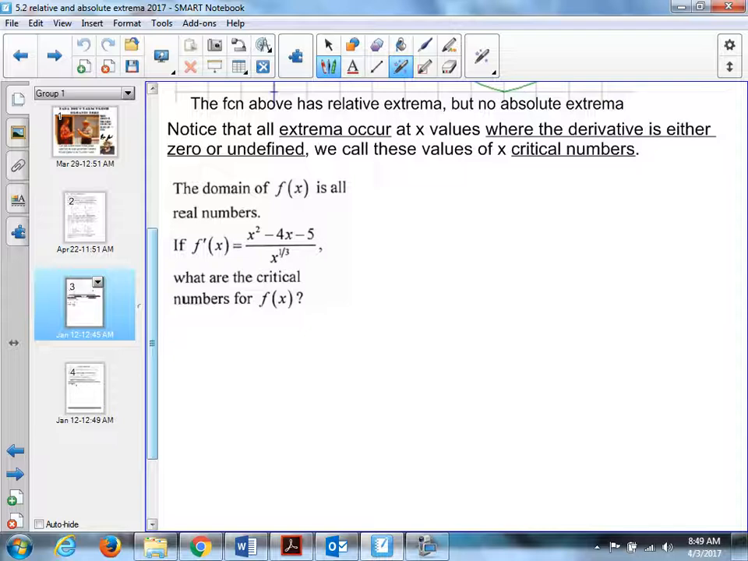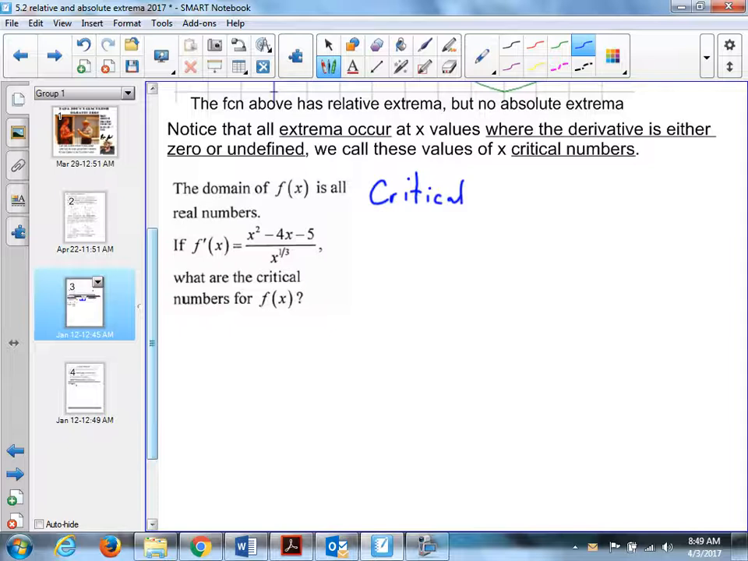Okay, then what? Well, I think the easiest one is to do the denominator and say the derivative doesn't exist. Okay. So critical number at x equals 0.